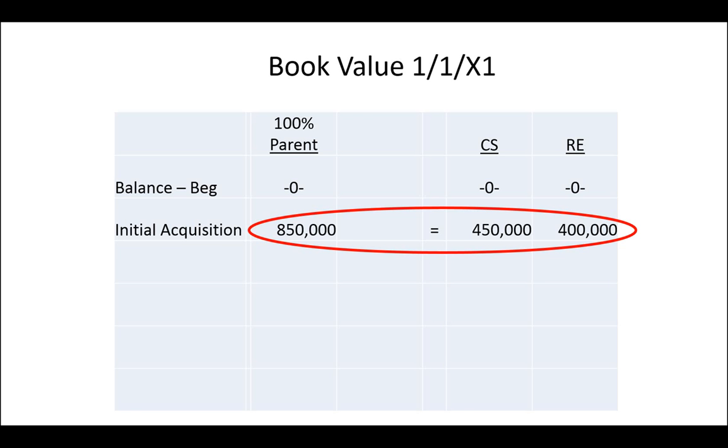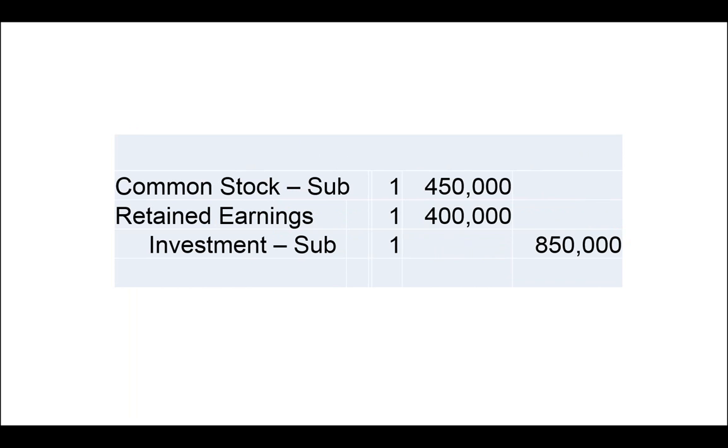EJE1 we've done in Chapter 2 and 3, so you should be comfortable doing this at this point. We're going to record the subsidiaries' equity or net assets. And remember, we broke this down into two components. The book value was $850,000. The differential was $800,000. The combination of the two equaled our purchase price. We're going to debit common stock, debit retained earnings, and then credit the investment.